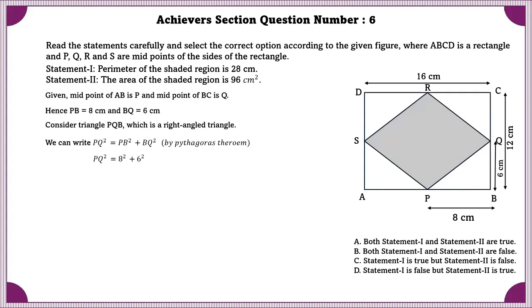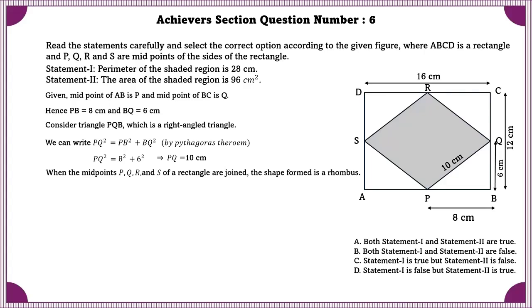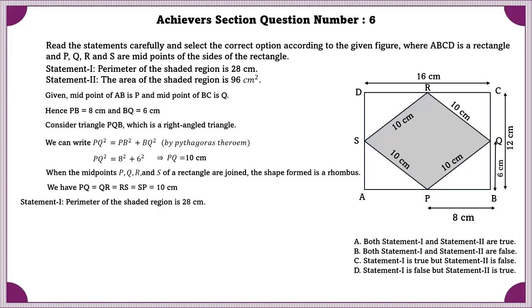Now we can find the value of PQ, that is 10 centimeters. When the midpoints PQRS of a rectangle are joined, the shape formed is a rhombus. Now we have PQ is equal to QR, which is equal to RS, which is equal to SP, which is equal to 10 centimeters, since all the sides of a rhombus are equal.